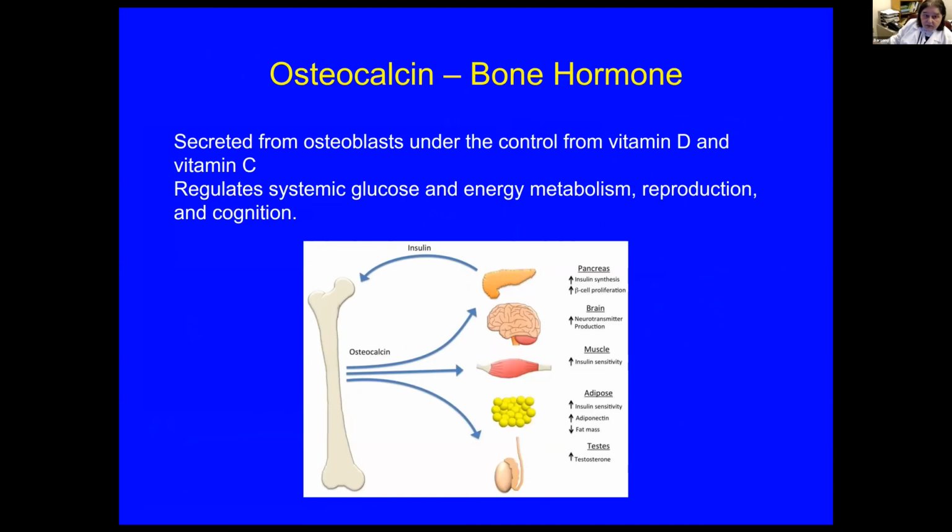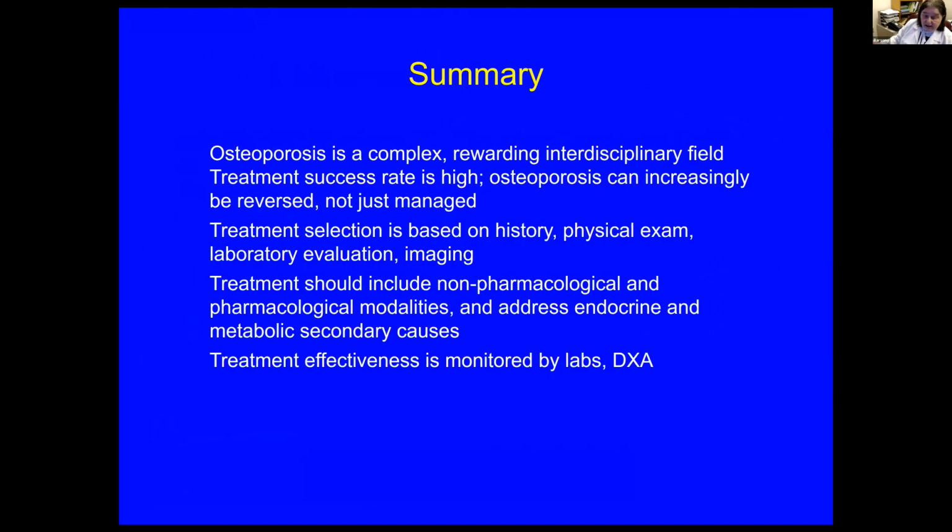Last, osteocalcin is a bone hormone, and it's regulated by vitamin D and vitamin C as well. And that affects glucose and the energy metabolism, reproduction, and cognition. So people who have lost their ability to check on their cell phone may have a really low osteocalcin level, which I can fix with vitamin D and vitamin C. And they may actually regain testosterone secretion as well. So if you get a low T, don't forget to check osteocalcin level before you replete that.